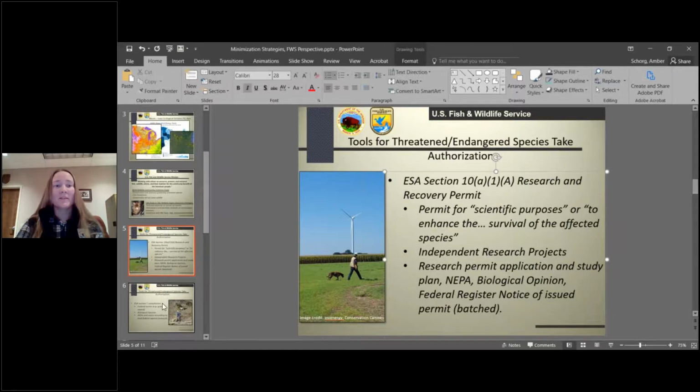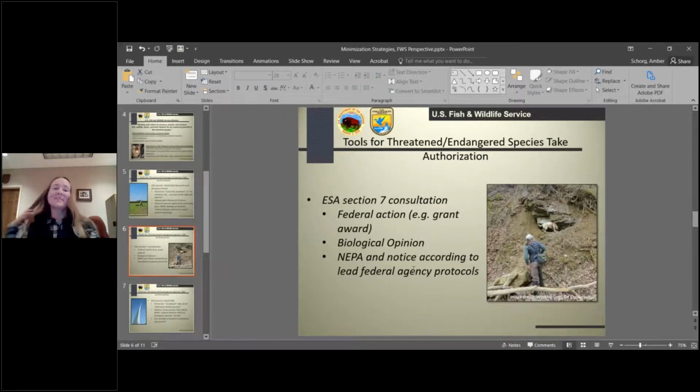Of course, Section 7 consultation can also be done when there's a federal action, such as a grant received from the Department of Energy or another federal agency to conduct research. This is conducted at the field level. This consultation is at my level here at the field, and we would prepare a biological opinion. Any kind of NEPA that's required or public notice is conducted according to the lead agency's protocols.